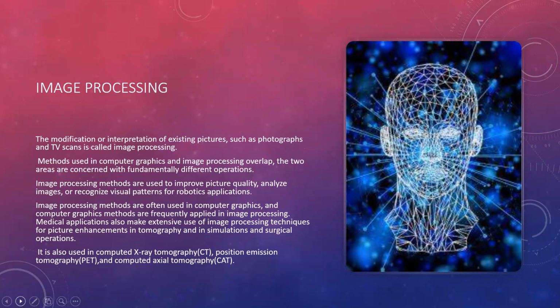Methods used in computer graphics and image processing overlap, but the two areas are concerned with fundamentally different operations. Image processing methods are used to improve picture quality, analyze images, or recognize visual patterns for robotic applications. Image processing methods are often used in computer graphics, and computer graphics methods are frequently applied in image processing. Medical applications also make extensive use of image processing techniques for picture enhancement in tomography and in simulations and surgical operations. It is also used in computed X-ray tomography, positron emission tomography, and computed axial tomography. So these are a few applications of image processing.